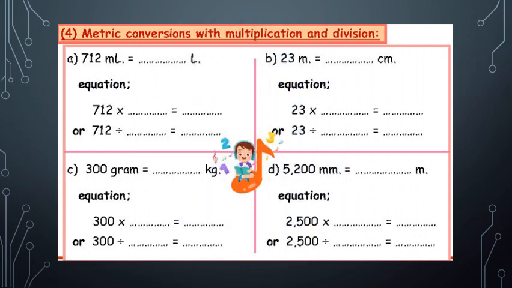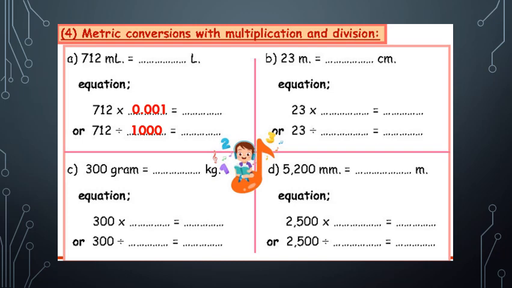Metric conversion with multiplication and division. A. 712 milliliters equals what? Liters. We know that from milliliter to liter, we divide by 1000. From the small unit to the bigger unit, we divide by 1000. So, divided by 1000 is equal to multiplied by 1/1000.